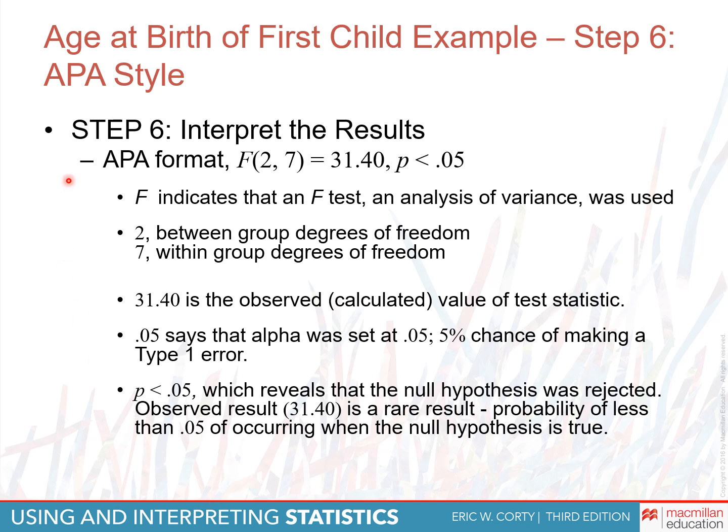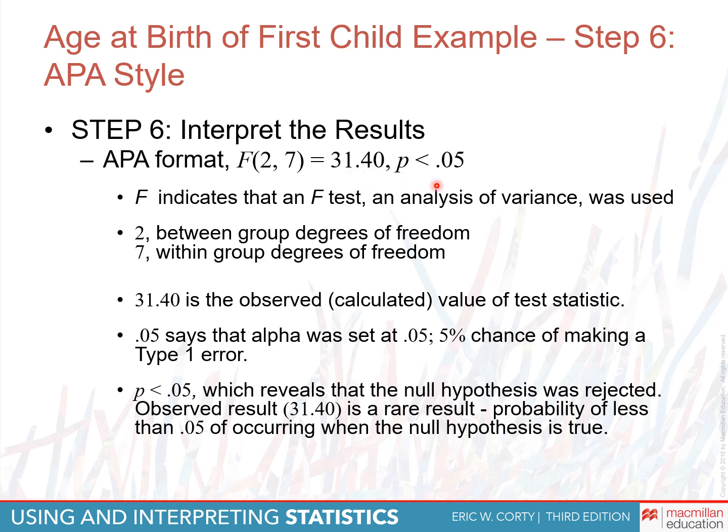So in APA format, we start with F. That lets us know that we did an F test, and so that tells us that we did analysis of variance. And then in parentheses, we have the between group degrees of freedom and the within group degrees of freedom. Those are the same values that we use to calculate that critical value of F. And then equals the 31.40 here. This is the value of our test statistic F.